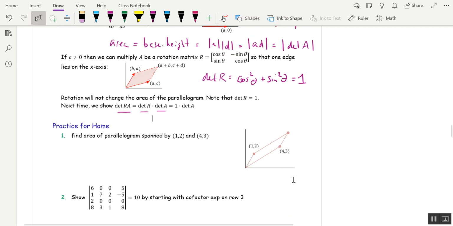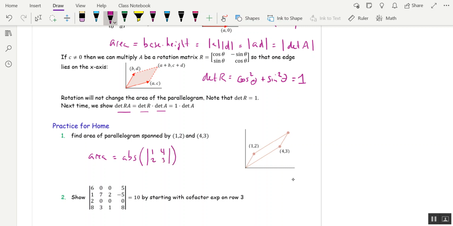There are 3 problems. Let me just mention what I mean by be careful with your notation. For this first one, let's just start you out here. The area is going to be the absolute value of the determinant of the matrix with these columns. So it's going to be the absolute value. I'm just going to write ABS for absolute value, and then the determinant of 1, 2, 4, 3. So the absolute value of the determinant of that matrix. So you can go ahead and find that number.